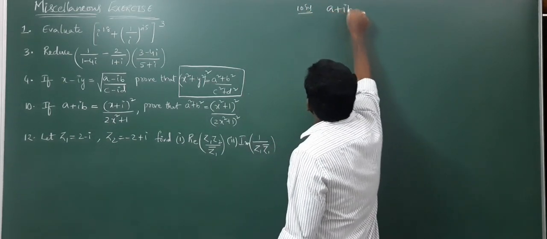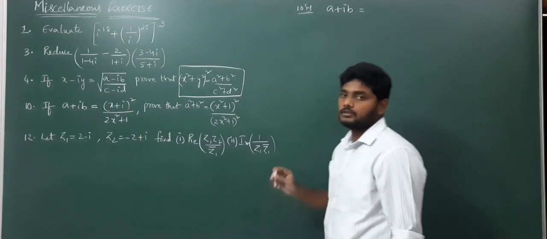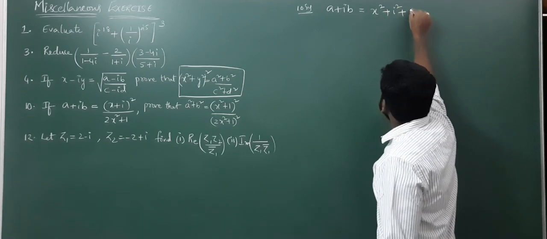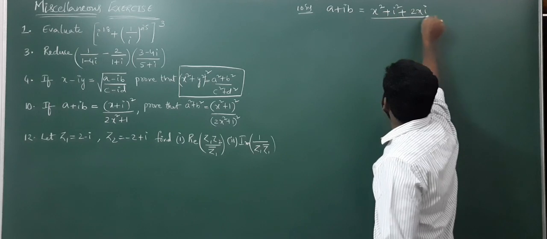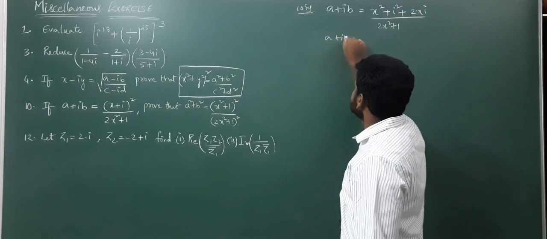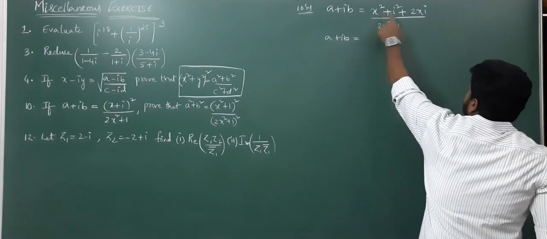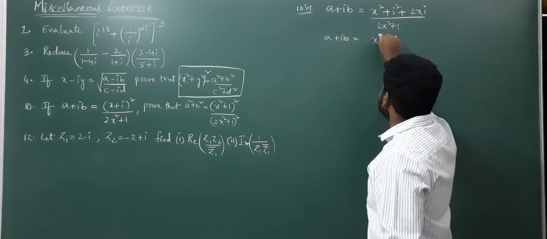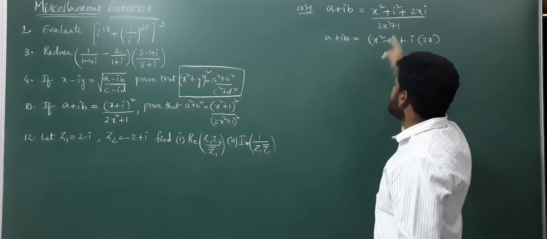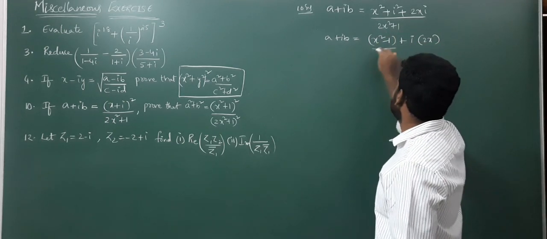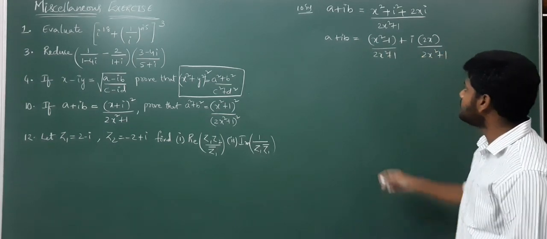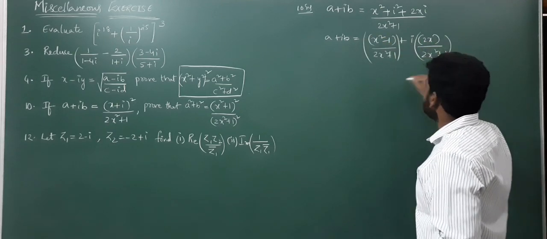So a plus ib is equal to, what is there here? X plus i whole square. X plus i whole square expand karo. X square plus i square plus 2xi divided by, what we got? 2x square plus 1. So this will be a plus ib is equal to x square plus i square value minus 1. So this will become x square minus 1 plus i common 2x by 2x square plus 1. That i will separate to this. 2x square plus 1. Here also 2x square plus 1. See, easily it is converted into a plus ib form.